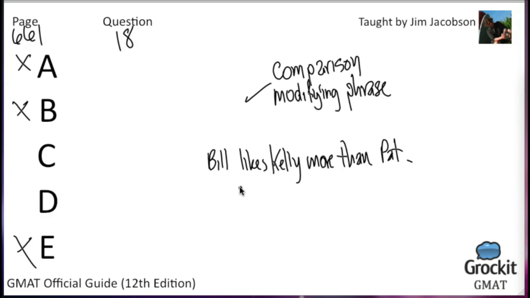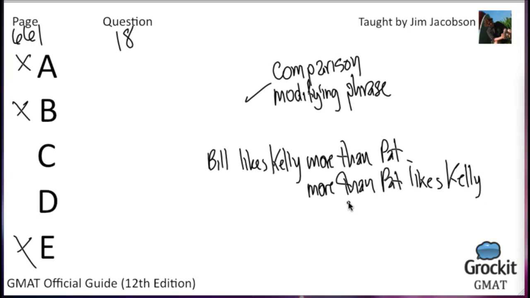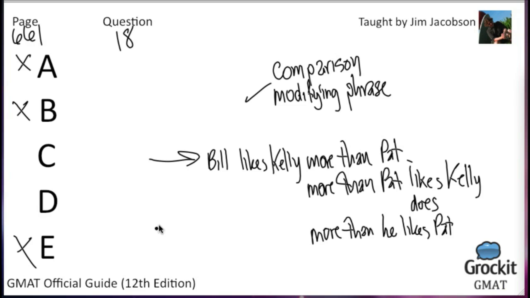This could be Bill likes Kelly more than Pat likes Kelly, or Bill likes Kelly more than Pat does. That's how we would repeat the verb. It could also be Bill likes Kelly more than he likes Pat. And it's not clear from the sentence as written which it is.